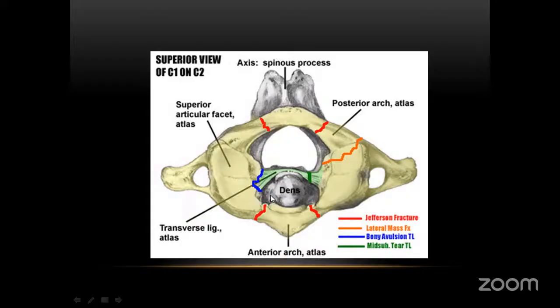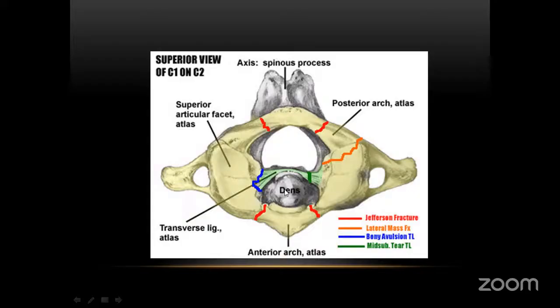Why in type 1 is the transverse ligament unstable? Why in type 2 is it not unstable, though in type 2 there is also avulsion? The transverse atlantal ligament is disrupted again. It is separated from the insertion point, but it's not unstable. Why? Because no bone is there to provide fusion in type 1.